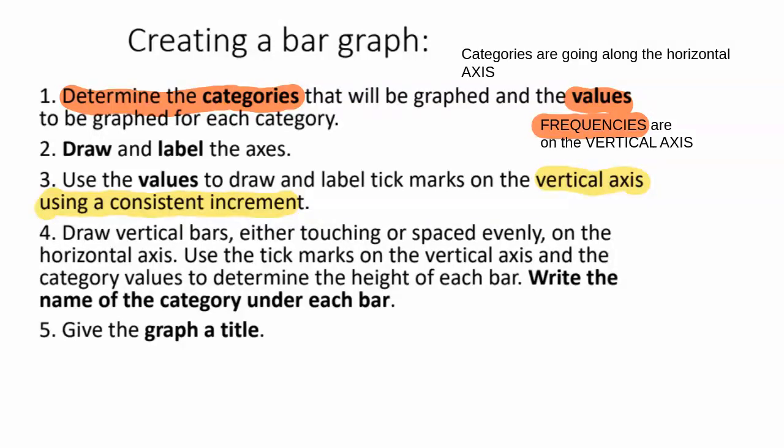Then I'm going to draw vertical bars straight up and down, or I could use horizontal bars if I switch the graphs, or switch the categories and the frequencies. But normally we like to draw bar graphs with the categories on the horizontal, frequencies or values on the vertical. And we're going to have tick marks on the vertical axis. But you also have to write the name of the category under the bar. Now, I'm going to give you some examples, and then we're going to do one.